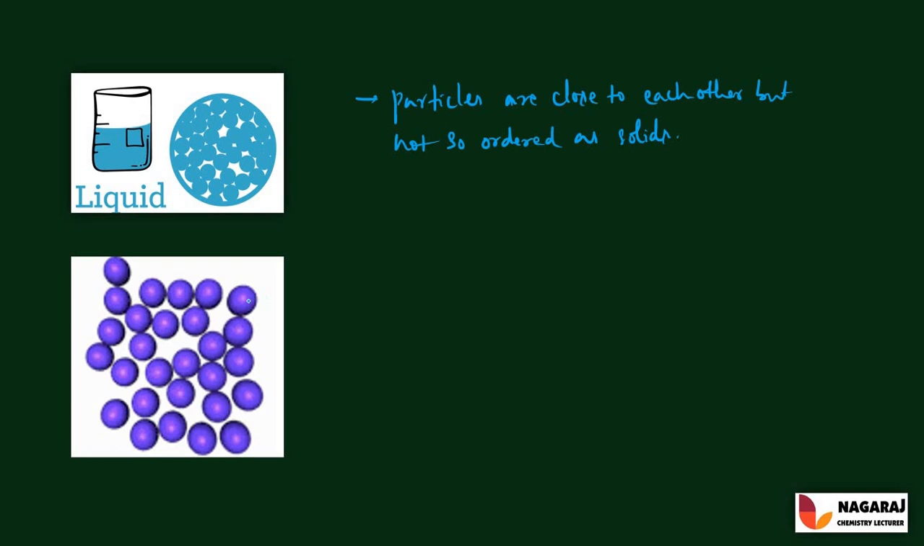So you can observe the arrangement of particles in this diagram. Here there is no orderly arrangement of particles, right? There is no orderly arrangement of particles. But in the case of solids, there is an orderly arrangement of particles. Here, there is an irregular arrangement of particles. And here, the particles can move around.